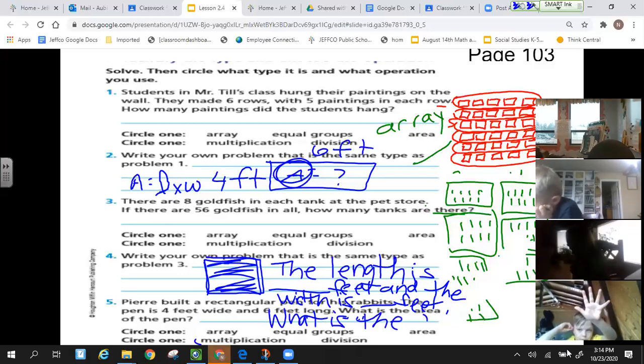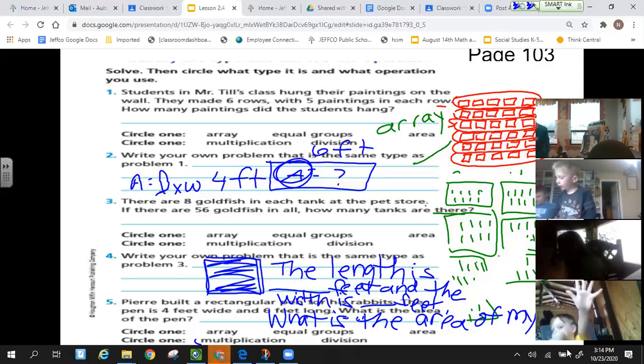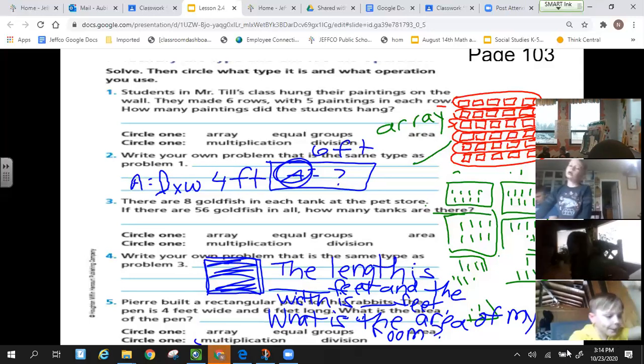Everybody's going to be asking, what is the area of whatever you're talking about? What is the area of my room? Or what is the area of my yard? What is the area of my garden?